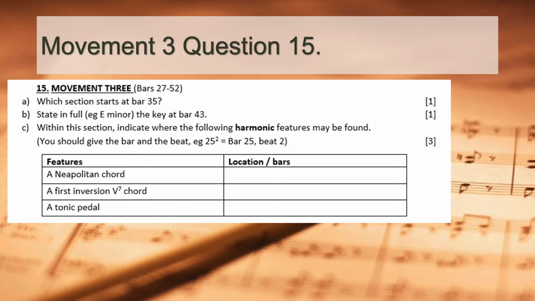Okay, so the next question, B, is state in full the key at bar 43. So if I know my stuff, I should have worked out that at bar 35, we've returned to the tonic because it's the return of the A section, and it would be fairly unusual to return to that in a rounded binary setting and not be in the same key. And I know that that key is D major, but it's not asking me for the key at 35, it's asking me for the key at 43, so I've got to investigate a little further.